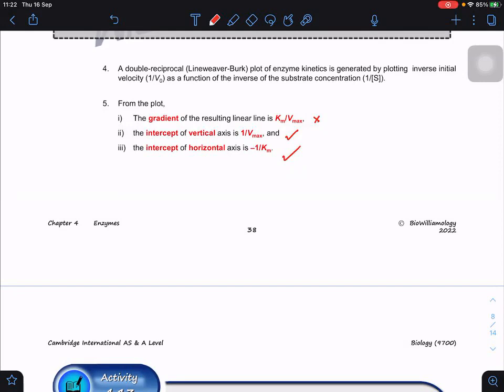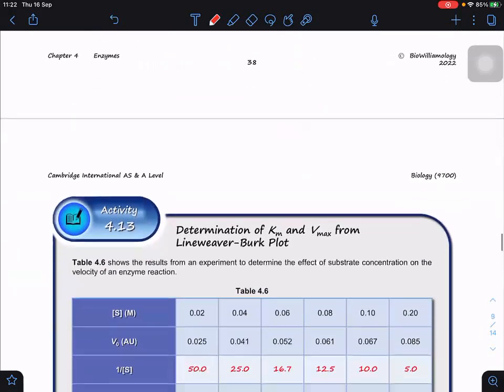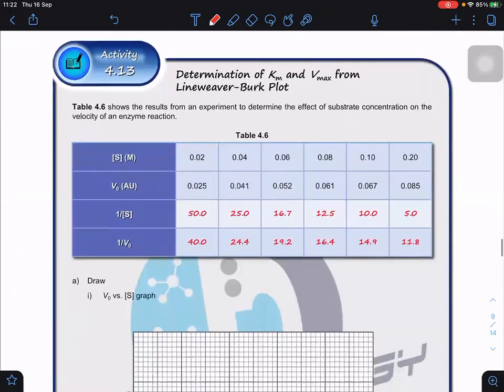Okay, so now we look at the applications. How do we do this? Very simple, guys. When it comes to the practical, you always have the substrate concentration. Here, can you see the substrate concentration? In this case, in molar. So you determine, for substrate concentration 0.02, what is the initial rate of reaction. Then you increase the substrate concentration and determine the V naught.